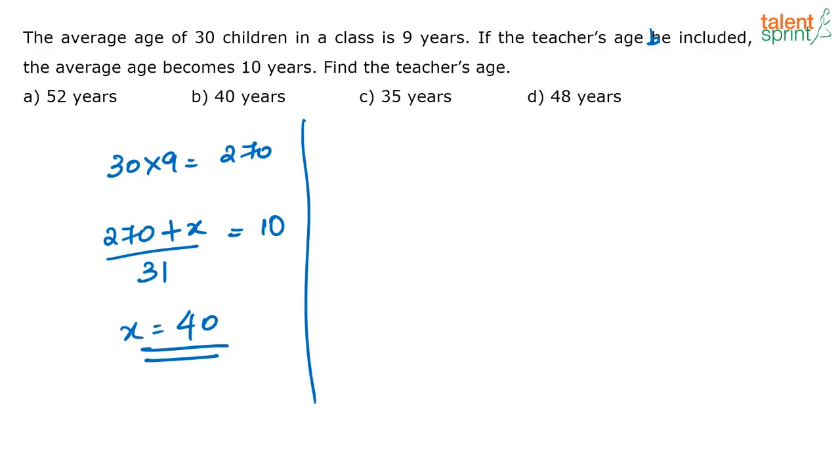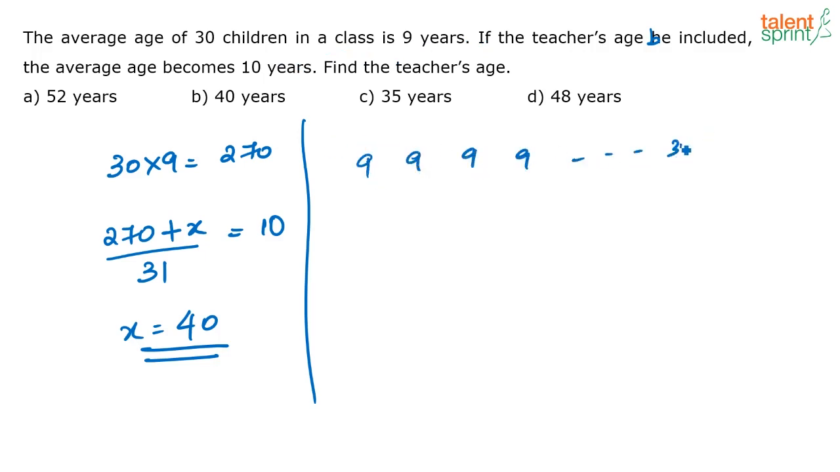Now if we know the concept of equal distribution, you can solve this question even faster. So what is the way in which we solve this question using this concept of equal distribution? See, what is happening? There are 30 children in a class and their average is 9 years. So each child has an average age of 9 years.